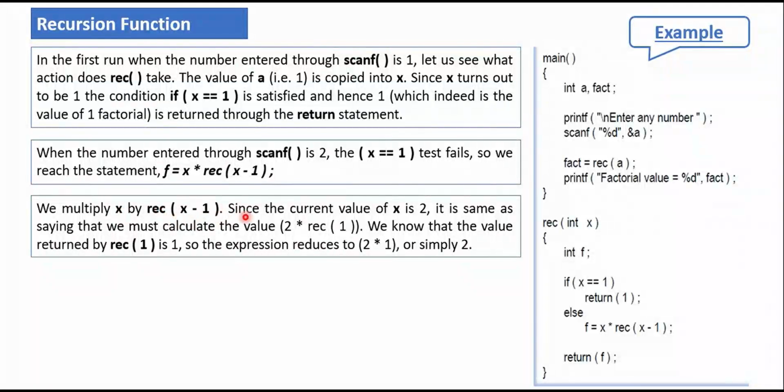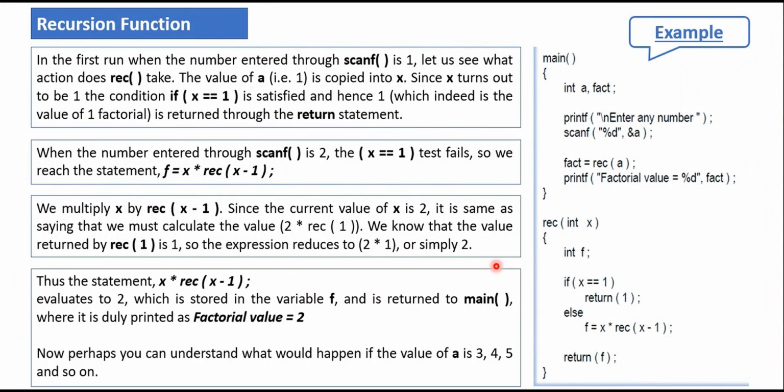Now since the current value of x is 2, it is the same as saying that we must calculate the value of 2 into recursion of 1. Now we know that the value of recursion 1 is 1. So the expression reduces to 2 into 1, or simply 2, which is the factorial of 2. Thus the statement x multiplied by recursion of x minus 1 evaluates to 2, which is stored in the variable f and is returned to main, where it is duly printed as factorial value equal to 2. Now perhaps you can understand what would happen if the value of a is 3, 4, 5 and so on.